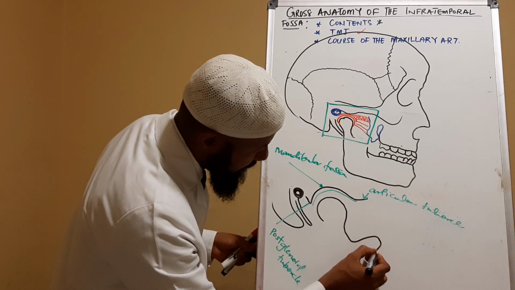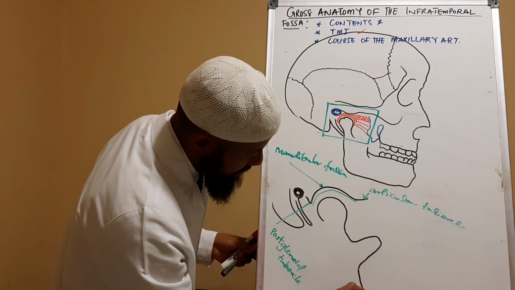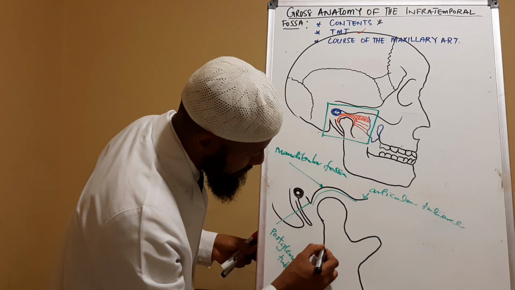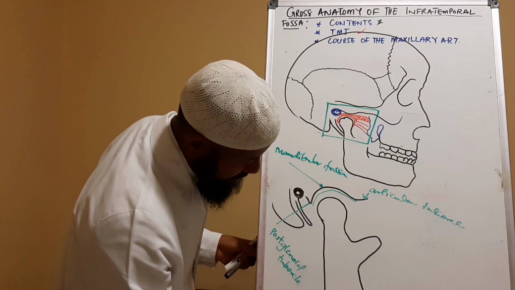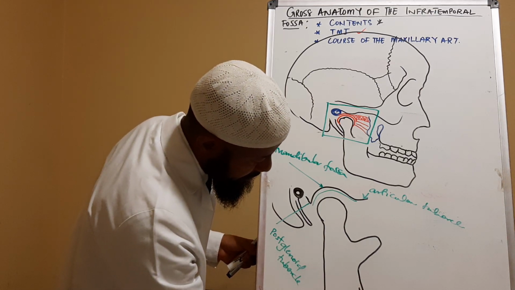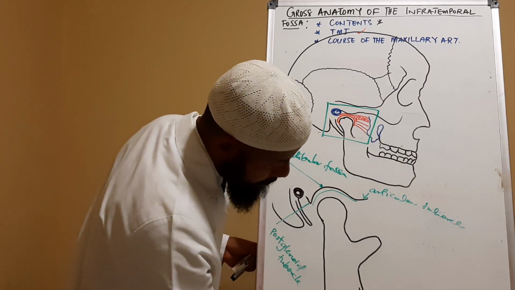That's the coronoid process, and that's the ramus of the mandible. That's the angle of the mandible. That's the body of the mandible.